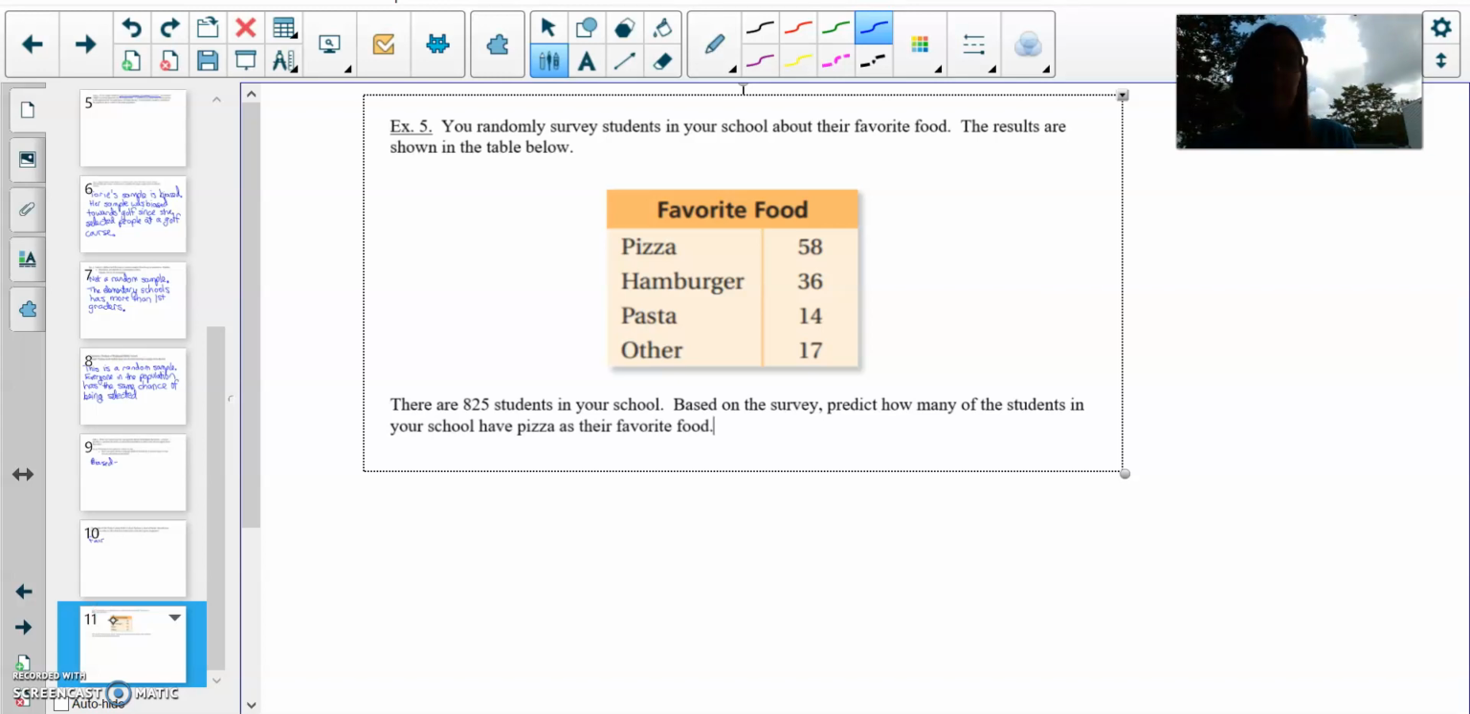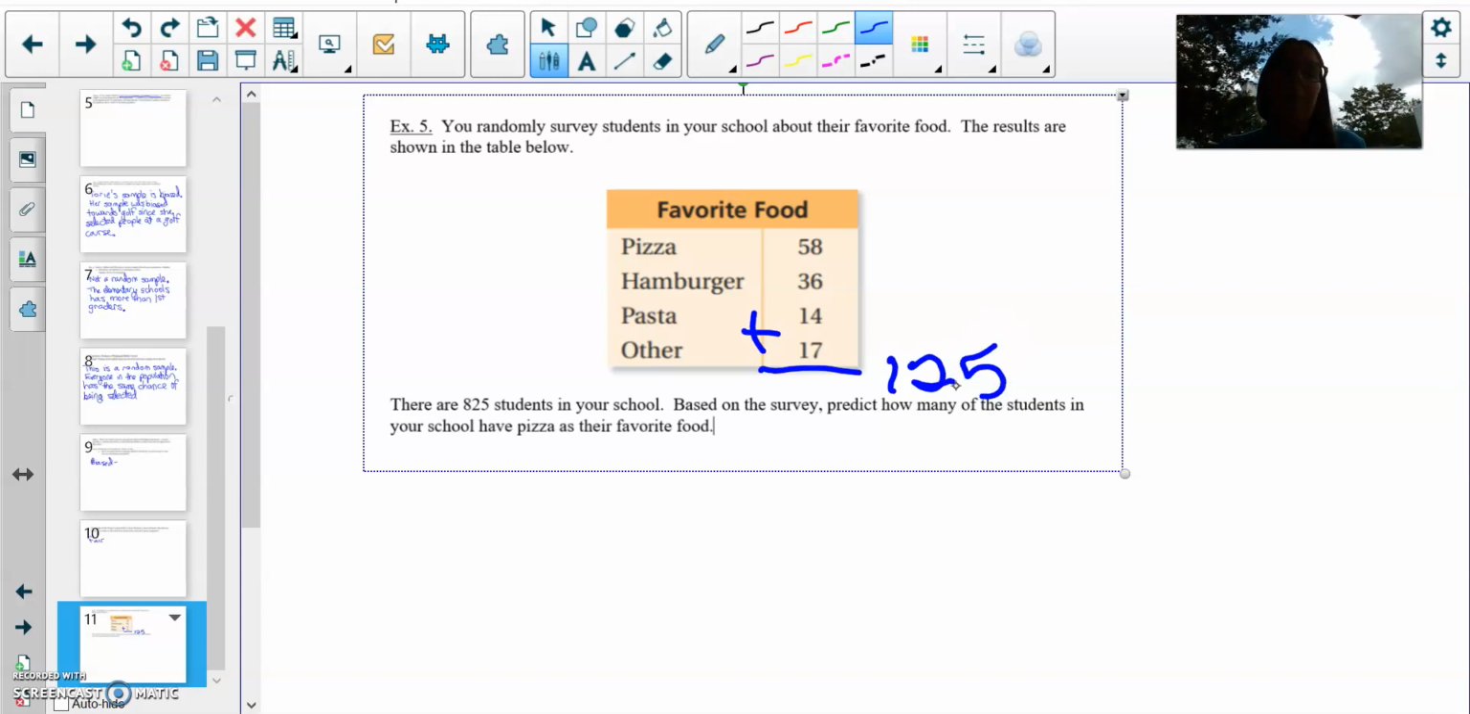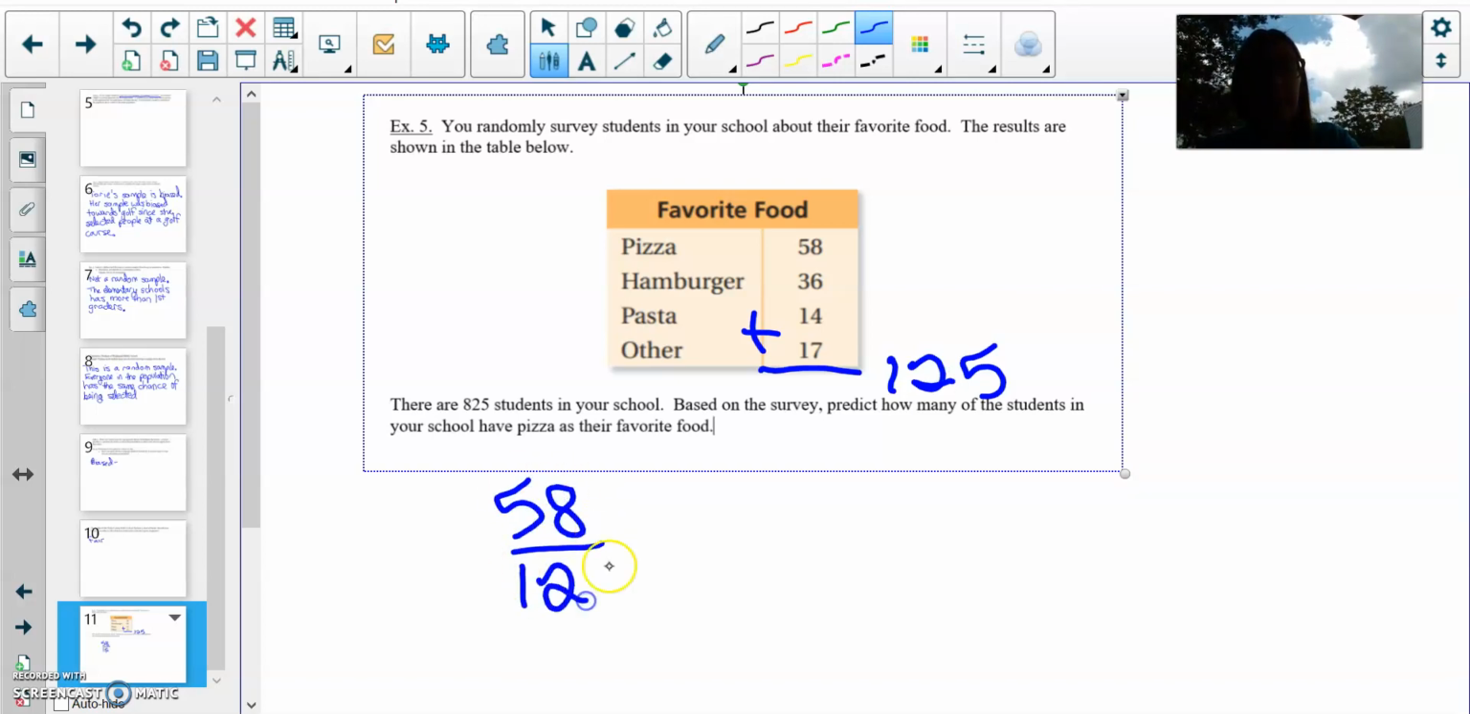So what I would do first is I would figure out how many were in our sample. So we're going to add up to find our sample size. So I'm using my calculator to add together 58, 36, 14, and 17. There are 125 people in our sample. Next, you have a couple of options. The way I find the quickest to do is to find the fraction for pizza. It was 58 out of 125.